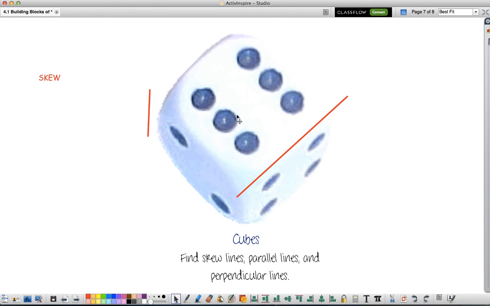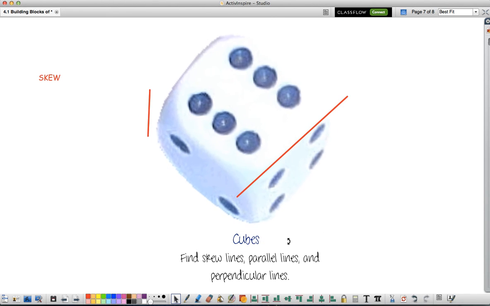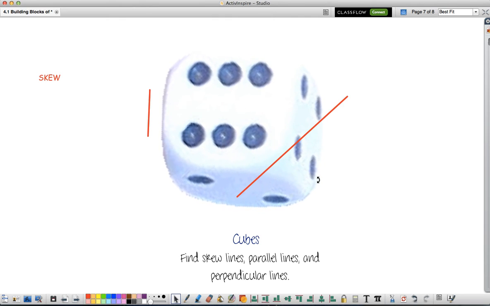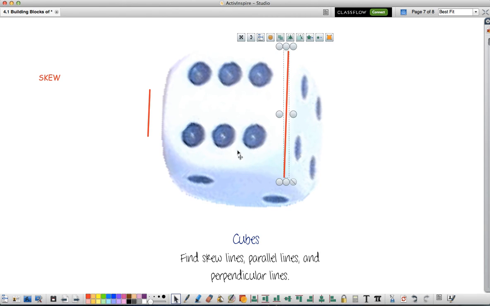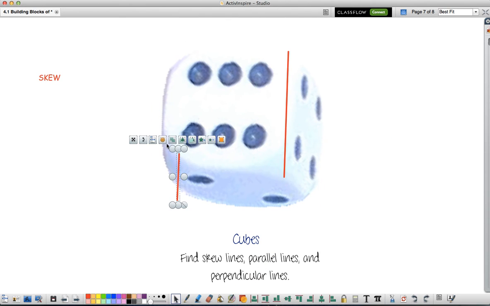And this is kind of hard to see because the die is tipped a little bit. Let's try to make it a little bit more straight for you. So here you have that line, and then here you have your line. And we'll work a little bit more with the skew lines in class with three-dimensional figures.